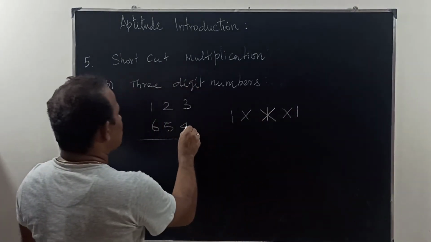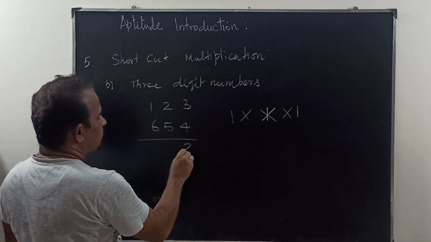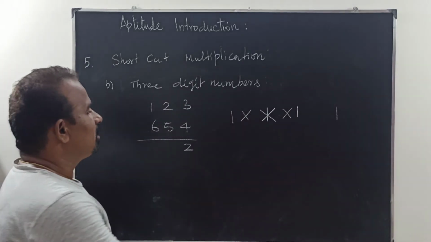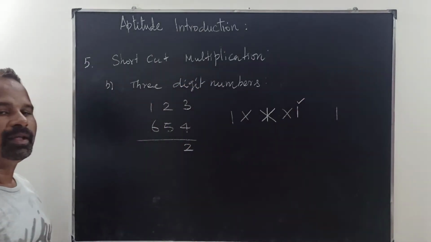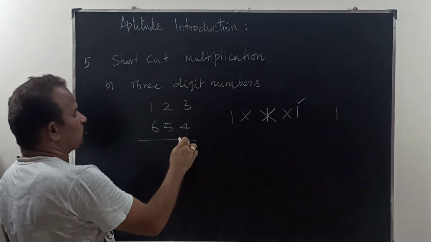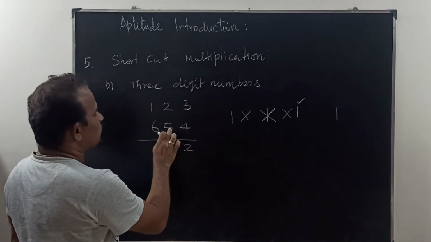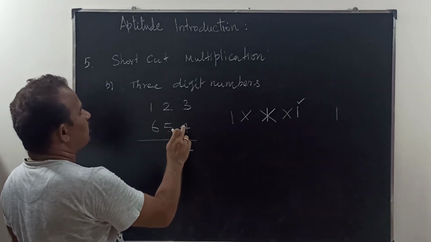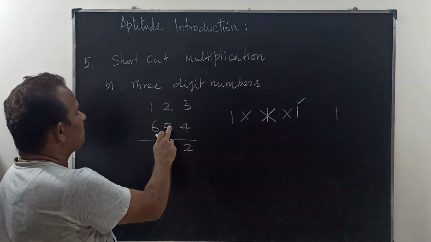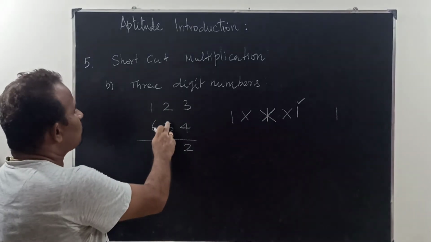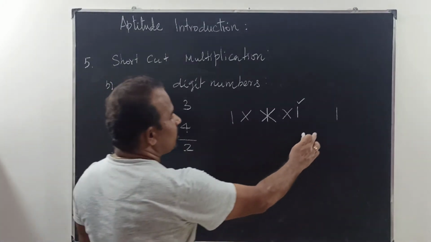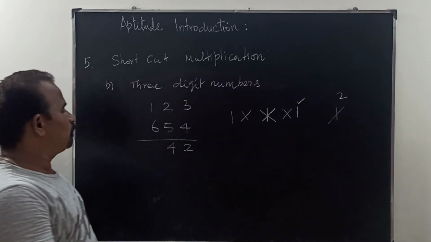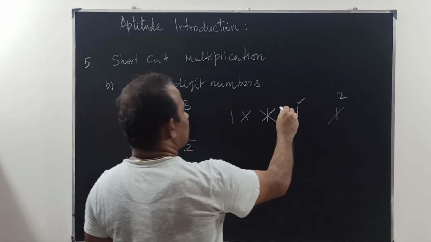So let us take first one. 4 3s are 12, remaining 1. First one is over. Now you consider these 2. Two means take cross multiplication and adding. 4 2s are 8, 5 3s are 15. 15 plus 8, 23. 23 plus 1, 24. Remaining 2. So 2 columns over.